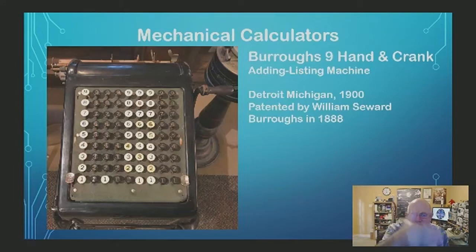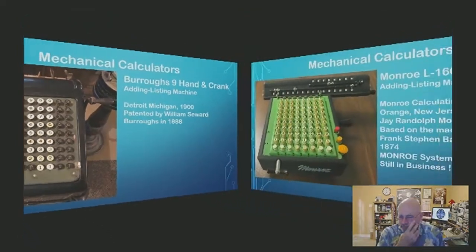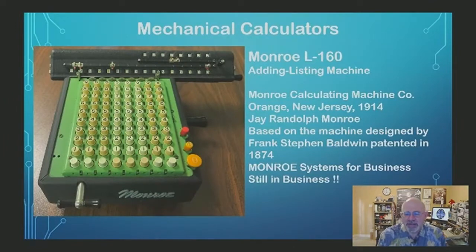And it had a printer, so it was called the adding listing machine. It was patented by William Burroughs in 1888 and produced by his company, Burroughs Corporation, in Detroit, Michigan in the 1900s. A similar device, like this one, was based on the patent of Frank Baldwin from 1873 and was produced by the Monroe Calculating Company in New Jersey.